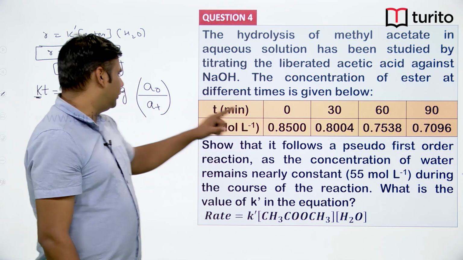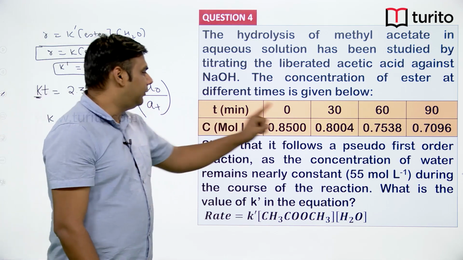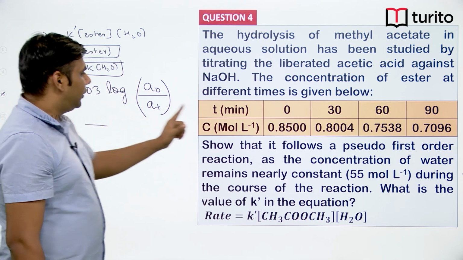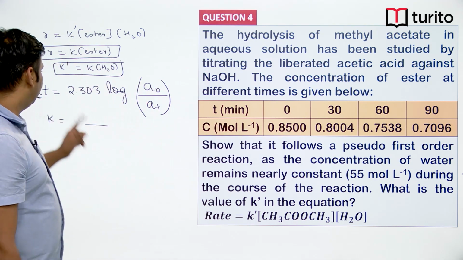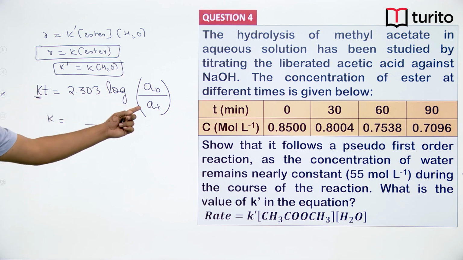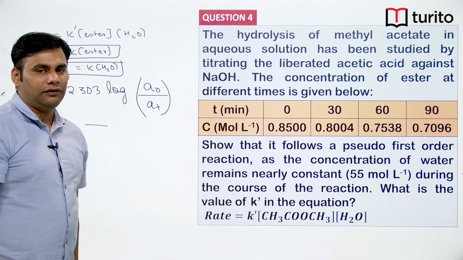At time t equal to 0 corresponds to A naught. At time t equal to 30 minutes, take time as 30 minutes, plug in the value of 0.8004, and you will get the value of the rate constant. Then we will calculate the rate constant for 60 minutes, take time as 60. You can calculate the value of K by putting in 0.7538.